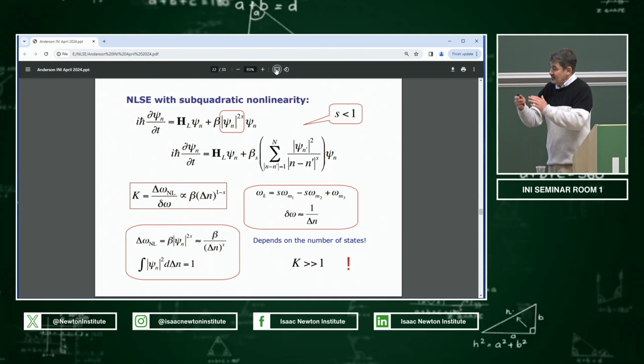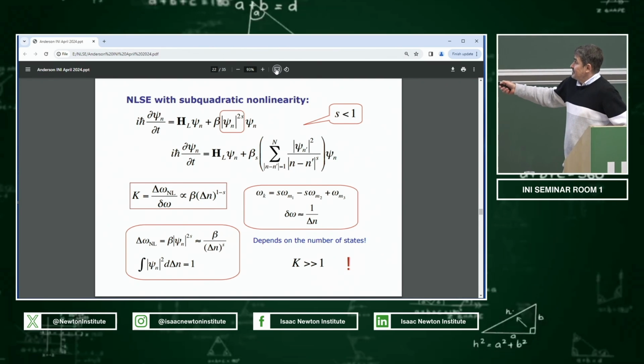Then in the limit of a broad wave packet, you can actually go from this equation with distributed nonlinearity to this compact form. They are not equivalent, by the way. One is just an approximation of the other. Anyway, it looks like a good approximation.